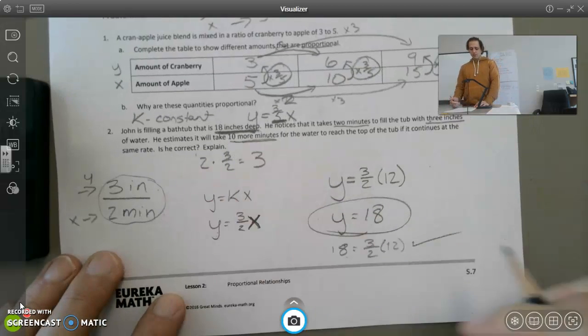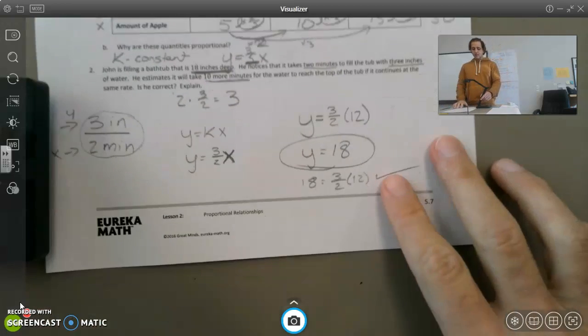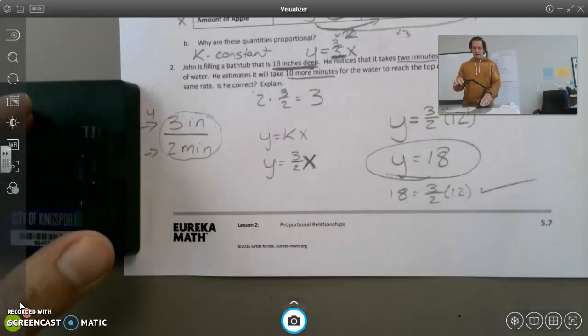And it says to explain, you could write something like, the tub is filling at a rate of 3 inches for every 2 minutes, or 3/2 inches per minute. So in 12 minutes, the tub would have 18 inches of water. That's an explanation that would satisfy this problem.